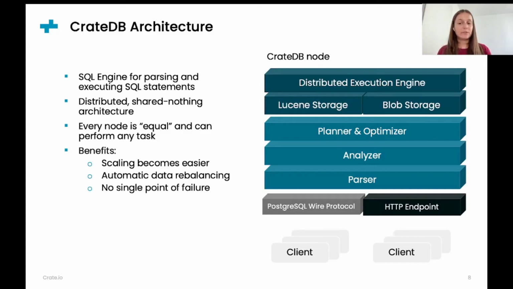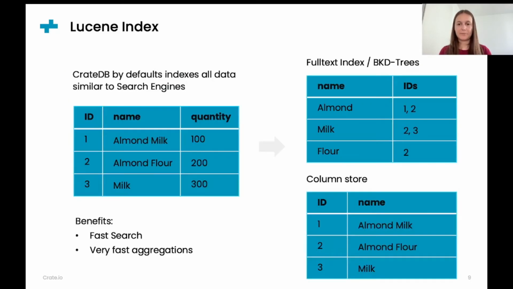It's also important to mention that CrateDB is a shared nothing distributed system, which means that every node is equal and can perform any task. This architectural decision enables very easy scaling, automatic data rebalancing, and it makes sure that there is no single point of failure, which is a quite good benefit.